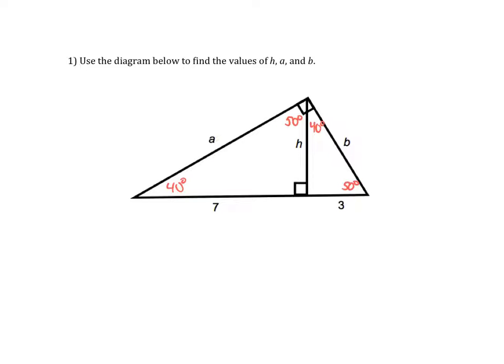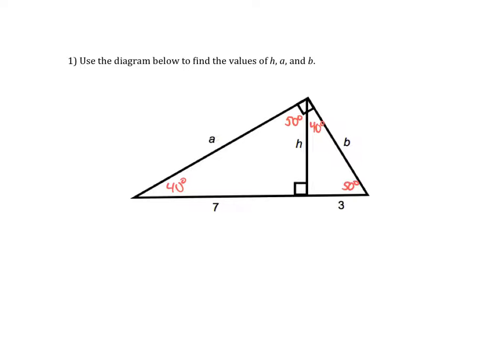Again, since I have an altitude coming down from the 90-degree angle of a right triangle, I know those three triangles are similar. The angles actually aren't 50 and 40, but if I put them in, it helps me keep corresponding sides in line with those three similar triangles. And I'll show you what I mean by that. So use the diagram here to find the values of h, a, and b.